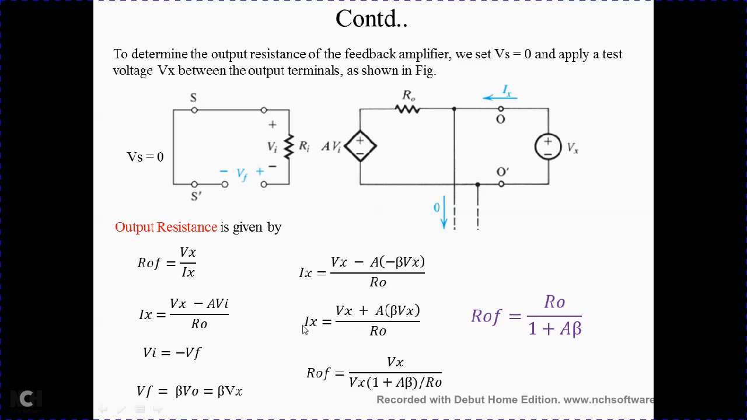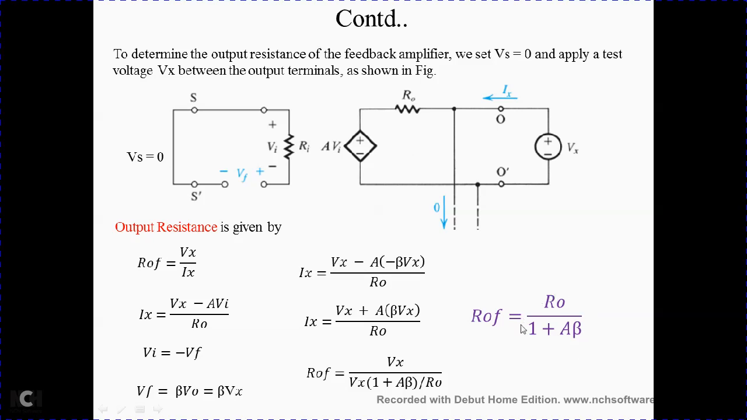Now we got Ix. Please put this equation in the R0 equation. So it is Vx divided by Ix, and Ix is nothing but this. Vx is taken as a common factor: Vx times 1 plus A beta divided by R0. So Vx will get cancelled. It is R0 divided by 1 plus A beta. So the output resistance with feedback for a voltage amplifier is equal to R0 divided by 1 plus A beta.